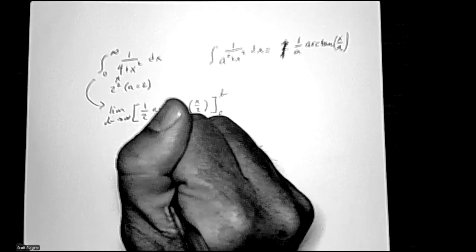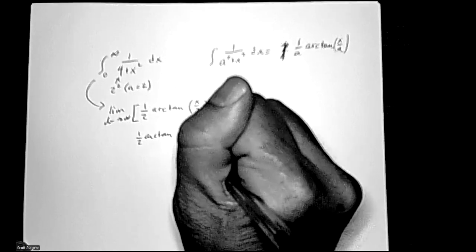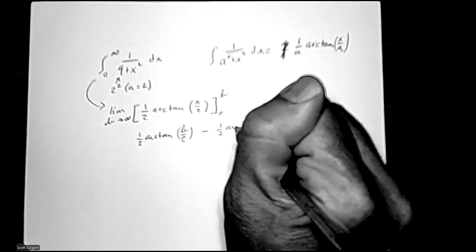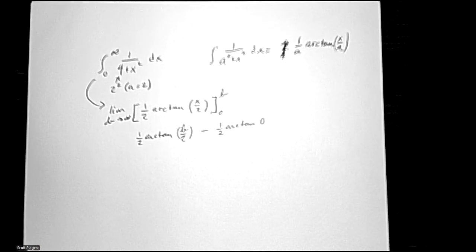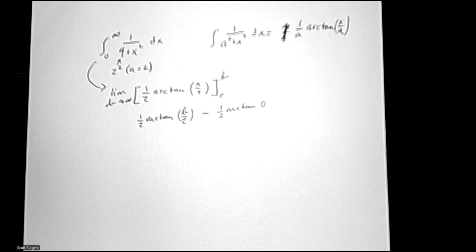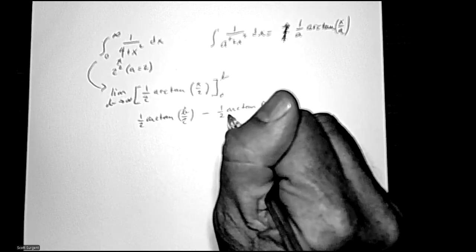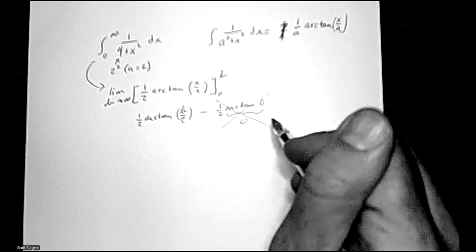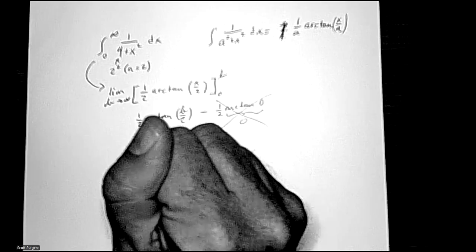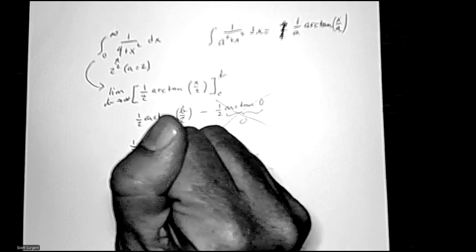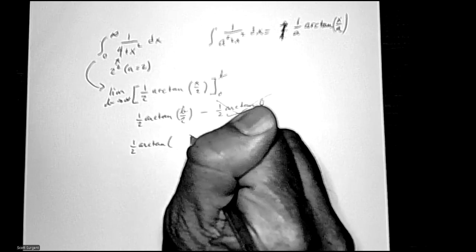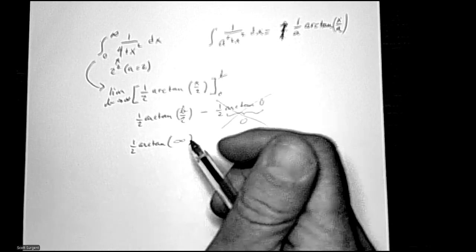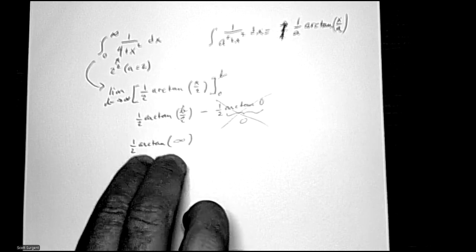When I put in the infinity, I'll just put in b. It doesn't matter if I divide by 2, it's still infinity. You get half arctan of b over 2 minus half arctan of 0. Arctan of 0 is 0, so this just crosses out. As b goes to infinity, now I'm going to do something kind of illegal here. I'm just going to write an infinity in there. I'm not supposed to do that. Don't tell anybody, okay? But this is one of those things I think confuses a lot of students.